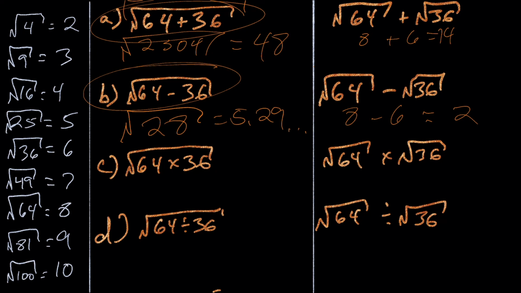All right, let's check this out for multiplication and division. I have 64 times 36, and that is going to be equal to 2,304, which we already knew from up above. Ah, that's what I did wrong. So this is going to be equal to 48.